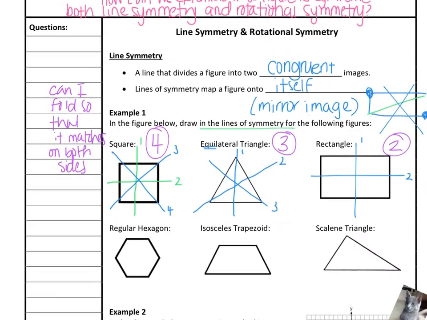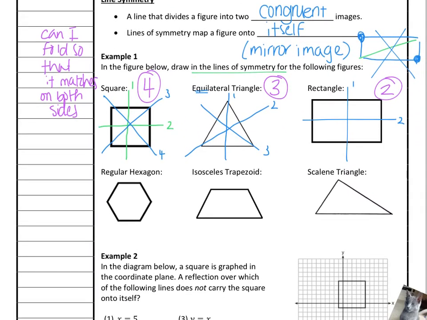And then we're moving forward into a regular hexagon. Regular meaning that all sides are equal, hexagon having 6 sides. So I can split it down the middle. I can split it along 2 vertices, down the middle, 2 vertices, down the middle, 2 vertices.